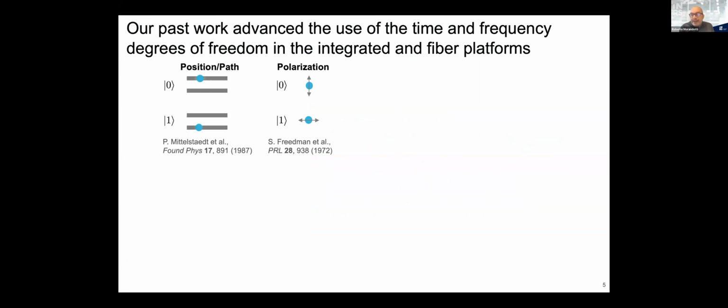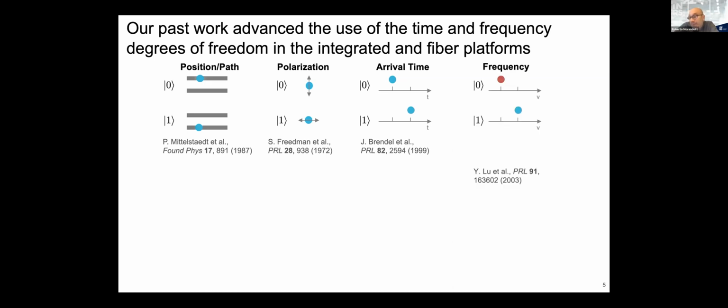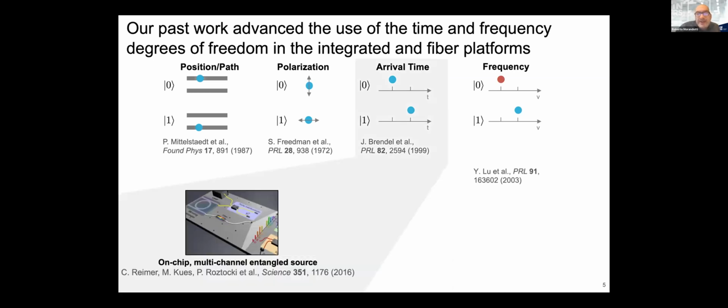But more recently, less intuitive degrees of freedom came to life. For example, one is the arrival time, if you have discrete time pulses, or it can be the frequency, if we have the state encoded in different colors. Those relatively new degrees of freedom are very friendly for telecommunication systems, because in telecommunication systems we often cannot control the polarization, while for position and path we need difficult control mechanisms.